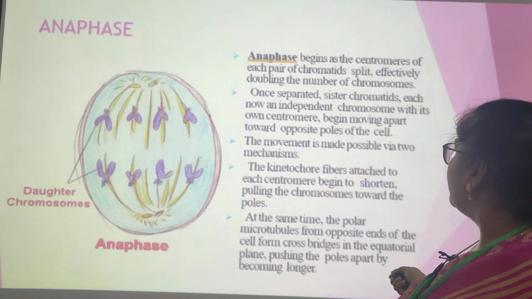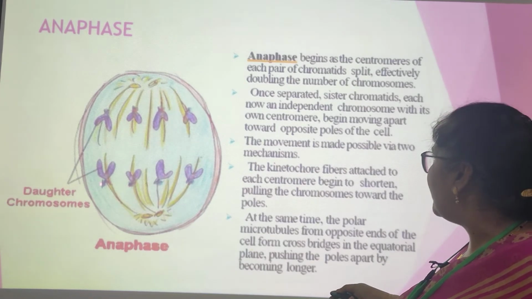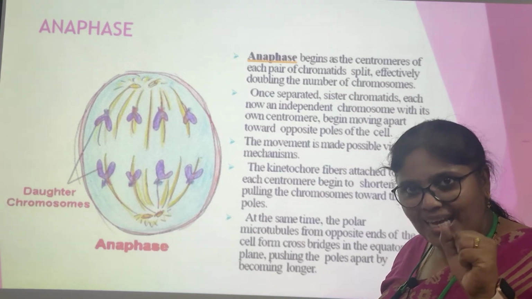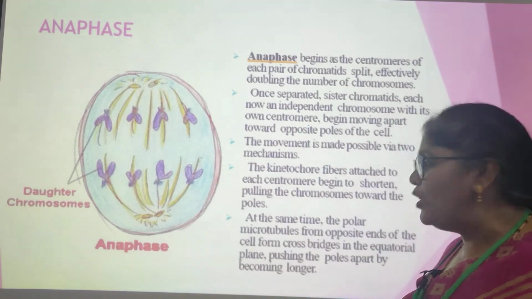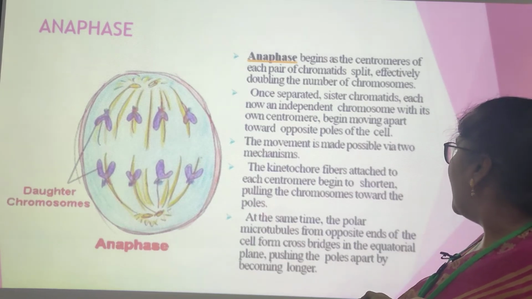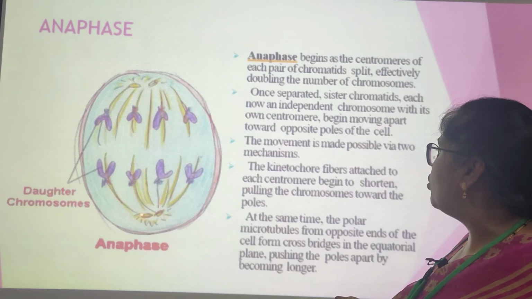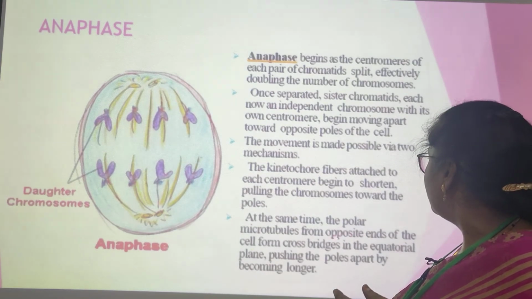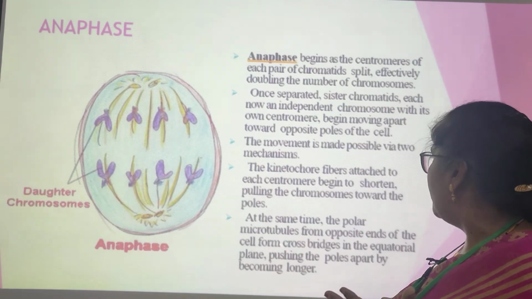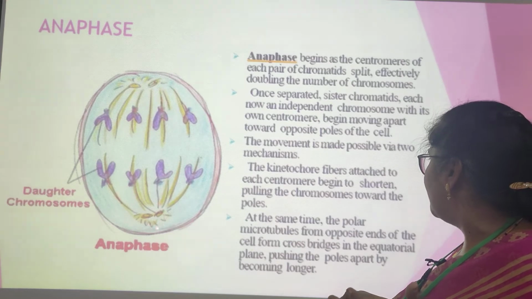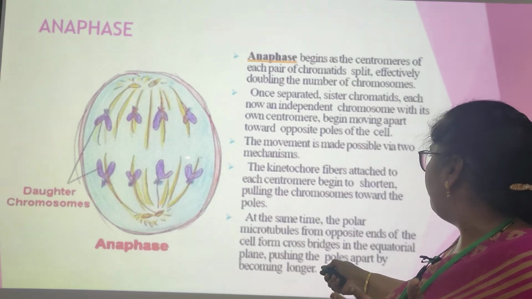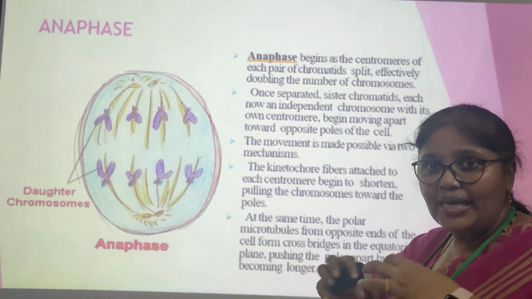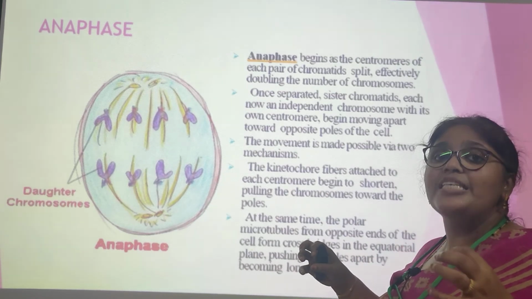One, the kinetochore fibers attached to each centromere begin to shorten. They reduce in size and pull the chromosomes across toward the pole. At the same time, the polar microtubules, that is, the part of the centriole, from opposite ends of the cell form cross bridges in the equatorial plane, pushing the poles apart and becoming longer so that they can completely move and separate.